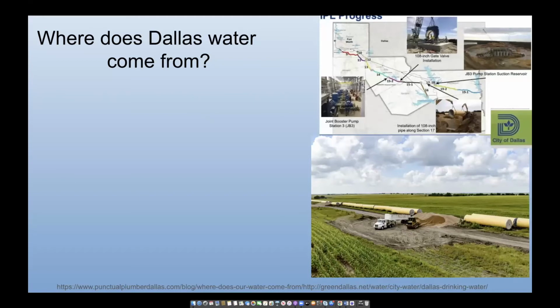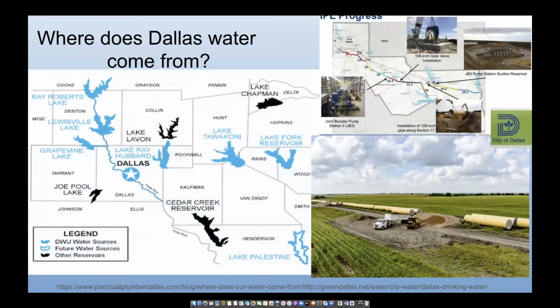Now, when we talk about water use, it's important to figure out, where exactly does Dallas water come from? There's actually quite a few sources. Dallas County currently obtains water from 5 area reservoirs, and you can see those denoted in the dark blue on the map. There's Lake Ray Roberts, Lewisville, Grapevine, Lake Ray Hubbard. We use a lot of those, and that's where we get our water from. There are plans to use Lake Fork and Lake Palestine in the future if our water demands increase.